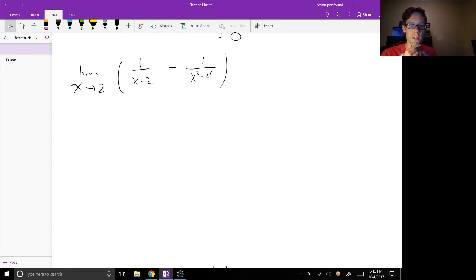So what I might do here is start working on getting a common denominator for these fractions. If I can get a common denominator, I might be able to combine them into one big overall fraction, and maybe some stuff's going to cancel. So let's take a peek at that. In blue, I'm going to go ahead and factor this as (x - 2)(x + 2). So that's actually going to be the common denominator that we want. So that means that this fraction over here has to be multiplied by (x + 2)/(x + 2).